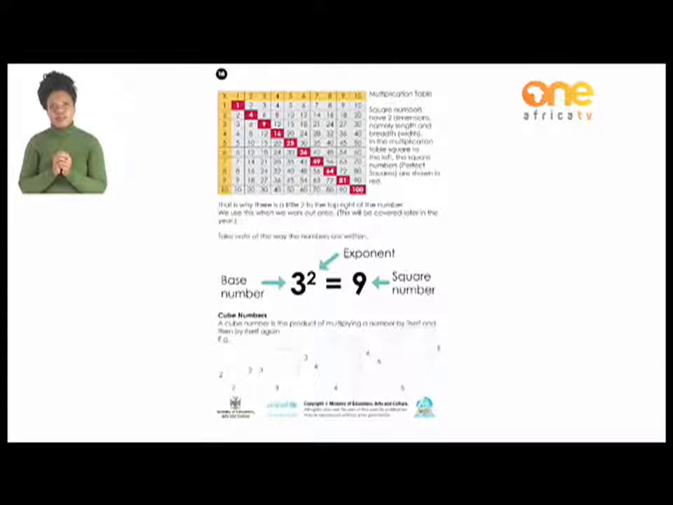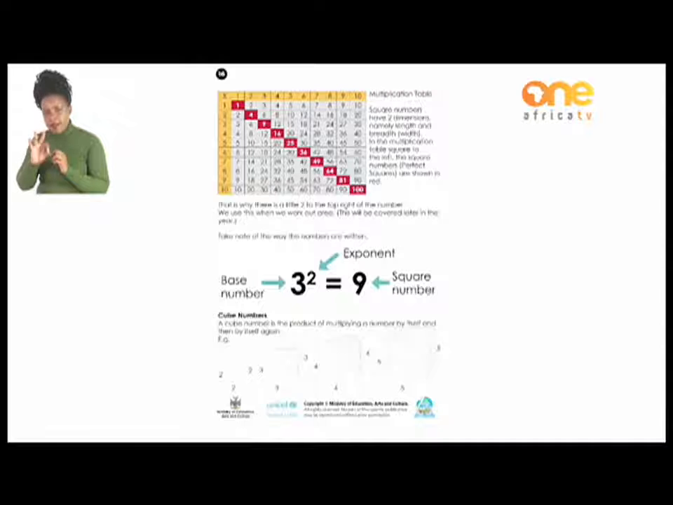Reading below, that is why there is a little 2 to the top right of the number. We use this when we work out the area. This will be covered later in the year, so it's another topic to do. Take note of the way the numbers are written. We have 3 squared, that gives you 9. So the base number there is 3, the exponent or the power is 2, and the square number is 9, or we can also say 9 is a product.